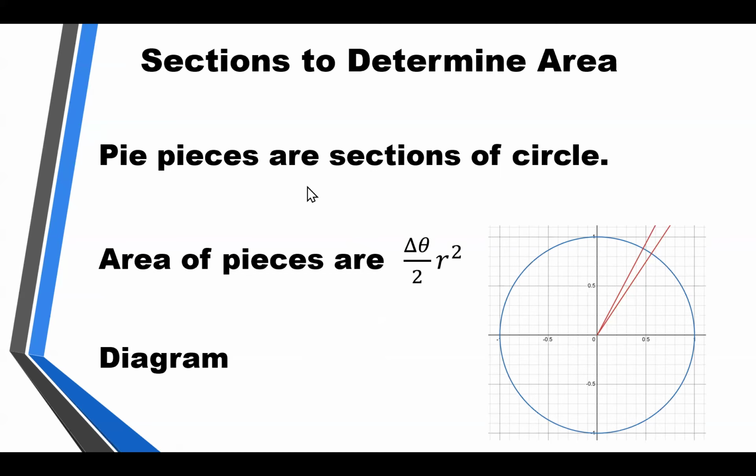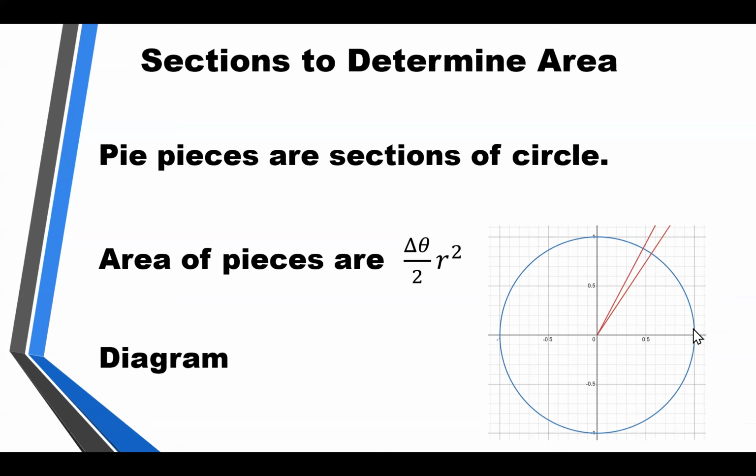Remember that when we're talking about polar coordinates, r equals a number gives me a circle, and theta equals a number gives me a line through the origin. So these generating pieces will be lines through the origin and circles of certain radius. So I'm going to cut little pie sections out. Now, a little pie section is just a part of a circle.